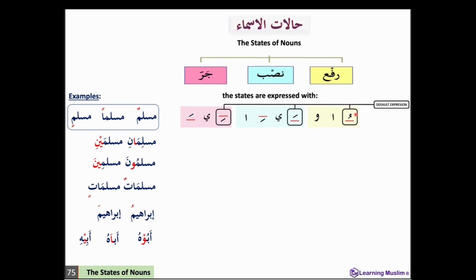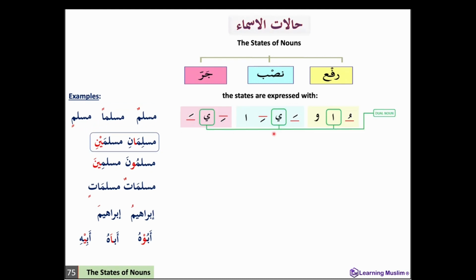The default expressions for the states are ضمة, فتحة, and كسرة respectively. So for example, مسلم, مسلما, and مسلمين. But if we have a dual noun, then in that case, raf will be expressed with an alif, nasb with a ya, and jar with a ya also. For example, muslimani, so that would be raf, and muslimaini, that would be nasb and jar.